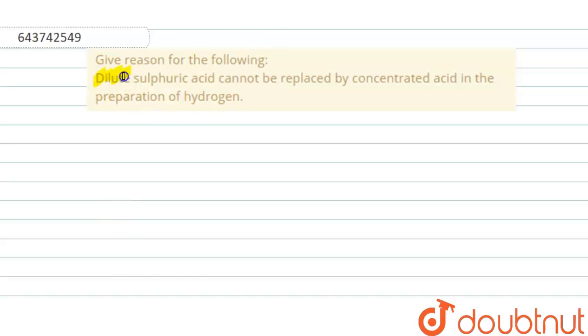Hello everyone, we have this question where we have to give reason why dilute sulfuric acid cannot be replaced by concentrated sulfuric acid in the preparation of hydrogen.